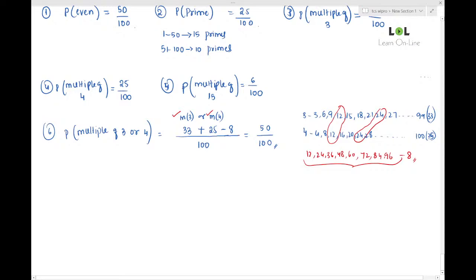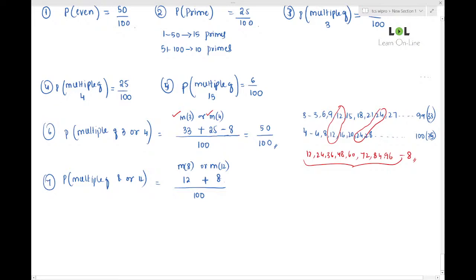Suppose I take 8 and 12. Probability of multiples of either 8 or 12. Check this. Multiples of 8 are how many? 12 are there, because if I divide 100 by 8, 8 into 12 is 96, I can't go further. Or multiples of 12 I can take. They are exactly 8. Now, which are the common multiples among them?